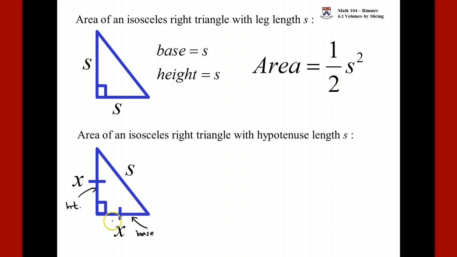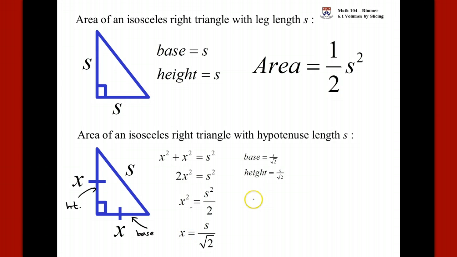So we need x, but we need it in terms of s. And so we can use the Pythagorean theorem. x squared plus x squared should be s squared, or twice x squared should be s squared, or x squared should be s squared over 2. Take the square root of the top and the bottom. We don't want the negative, we want x to be some positive distance. So we take the square root and we get s over root 2. That's what x is. That's the base, and that's the height. So if you want the area of this triangle, we do 1/2 the base times the height.